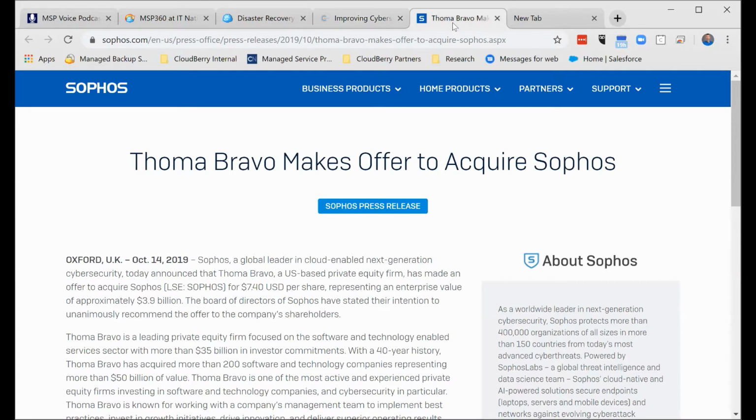And finally, something that actually happened last week, or maybe the week before, in case you didn't know, Thoma Bravo is making another acquisition. They're acquiring Sophos. They've made their bid, $740 per share, which equates to almost $4 billion, $3.9 billion. So that's quite a bit. If you use Sophos, this is private equity taking over, so probably not a lot of change early on. Who knows what happens after that in terms of consolidation. When you look at what else Thoma Bravo has in their portfolio, there may be some consolidation in a year or two down the road. This is the press release from Sophos, link again in the show notes.